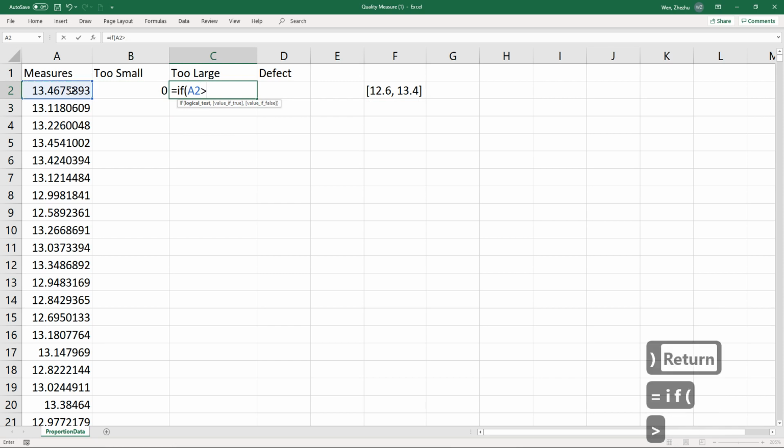If this is larger than the largest value, sorry, my daughter called.